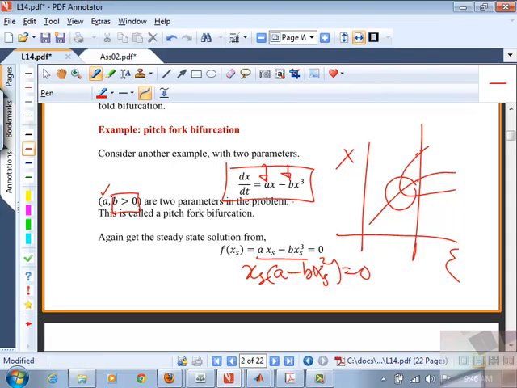Now if b is less than 0, you will find the inverse image of that, which would be called a subcritical pitchfork. This is called a supercritical pitchfork, in the sense that it occurs as a continues to increase. A subcritical one will look something like this.